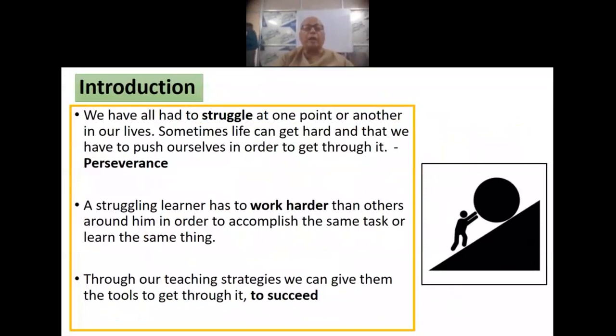All of us struggle at some time or the other, and sometimes it becomes tough. And then we should keep pushing ourselves. That continuing to push ourselves is called perseverance. In this picture here, you see the man has to take that round figure up, and he needs to be persistent. We also know that struggling students have to work harder than the others around them to accomplish the same task or learn the same thing. What we are going to focus on today is how we cannot study for struggling students, but we can definitely give them the tools so that they can succeed. And so in this session, we'll try to see what are the tools that we can give struggling students.